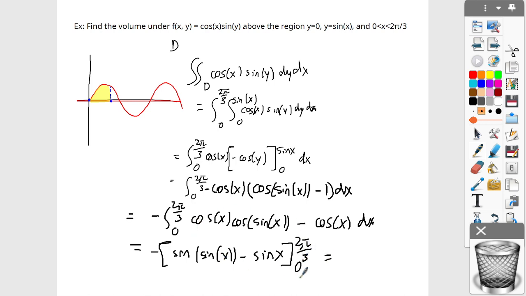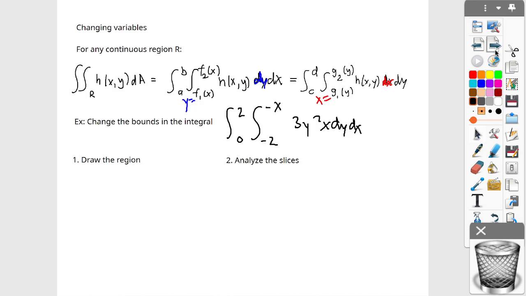What is sine of 0? It's 0. What is sine of 2 pi over 3? Sine of 2 pi over 3 is exactly root 3 over 2. Negative sine of root 3 over 2 minus root 3 over 2. And this actually becomes a plus because we have a negative on the outside. It has to distribute to both elements. So that's a pretty interesting integral that we got there. It probably won't be very interesting in your test. In fact, this next slide will probably be a little bit more useful.